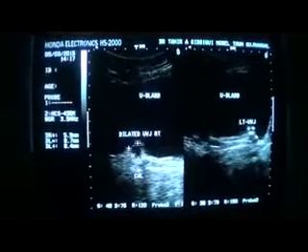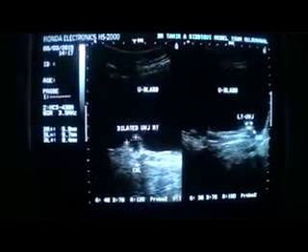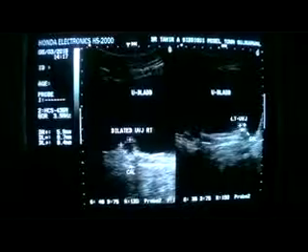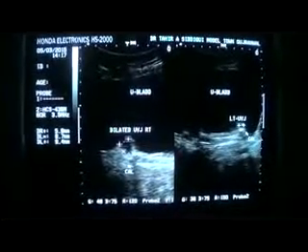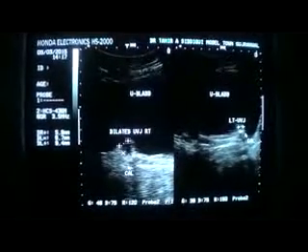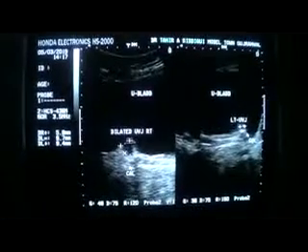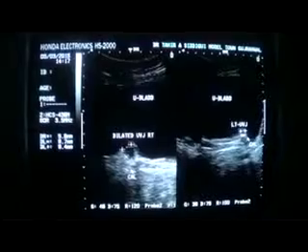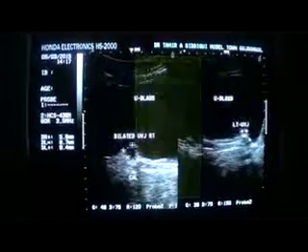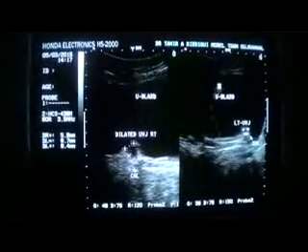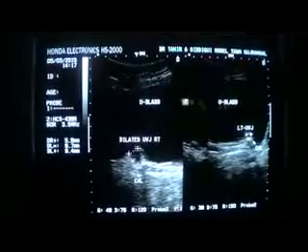Now this is an ultrasound of a female, aged 40 years, with the complaint of burning micturition and incomplete evacuation of the urinary bladder with bilateral loin pains. Now you will rarely see such an image. This is the urinary bladder in transverse section.